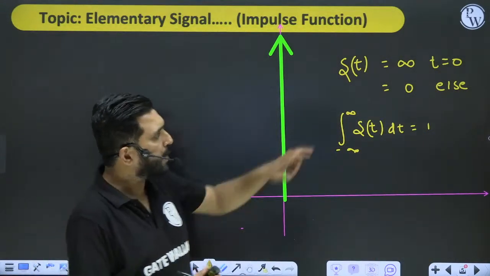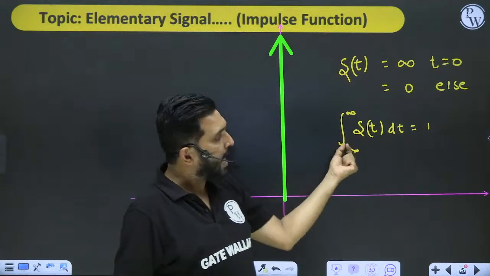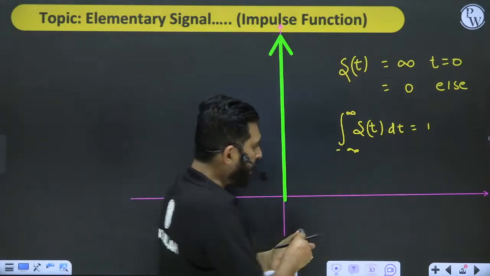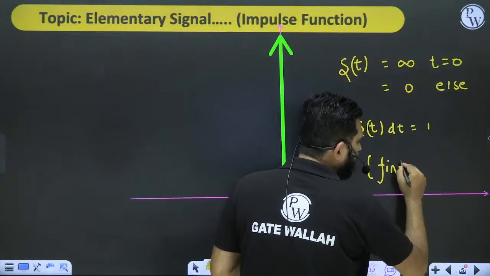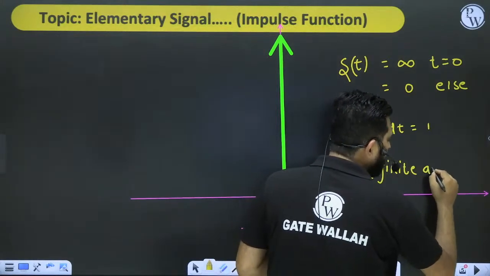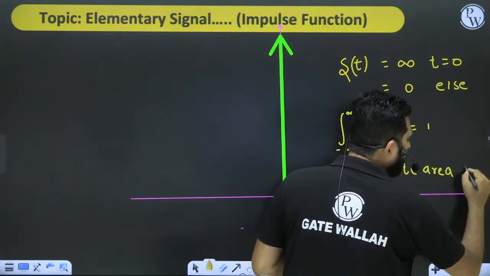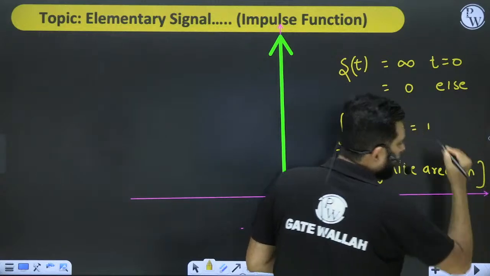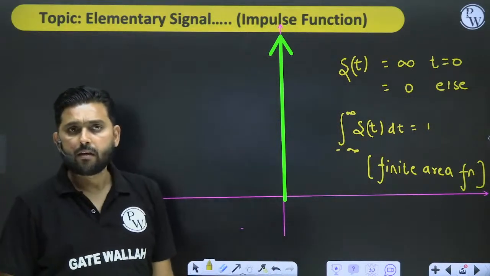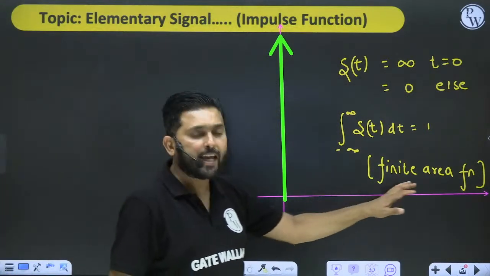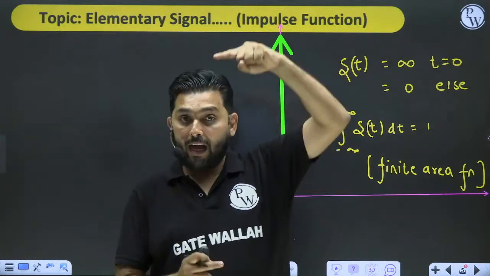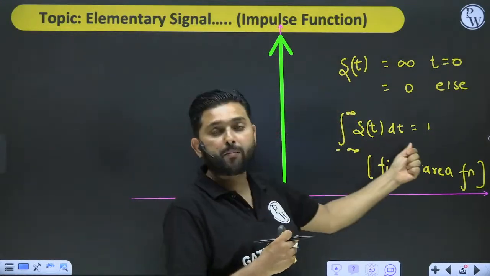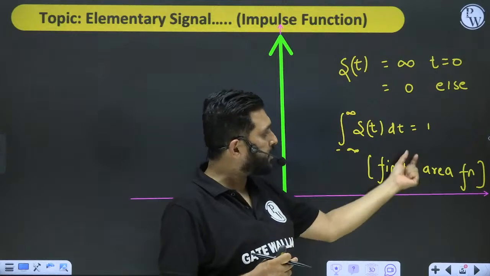So this function I am denoting by delta t has a finite area. That's the very important point. This is a finite area function. It's not a function which is denoted by a height. It is a function which is denoted by its area.